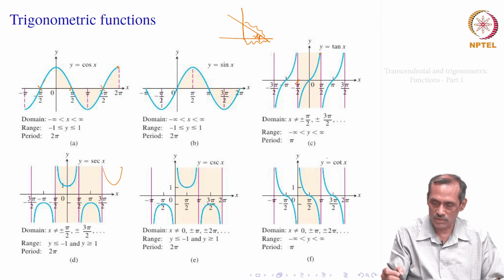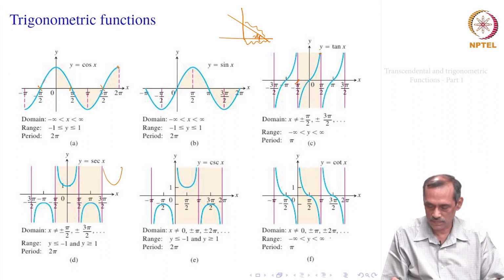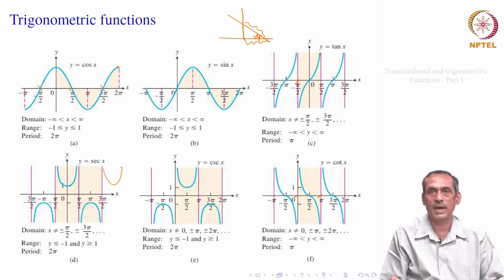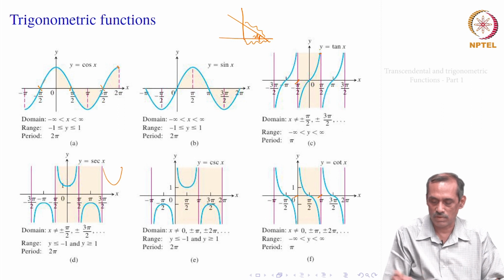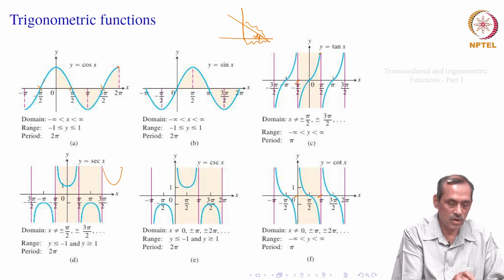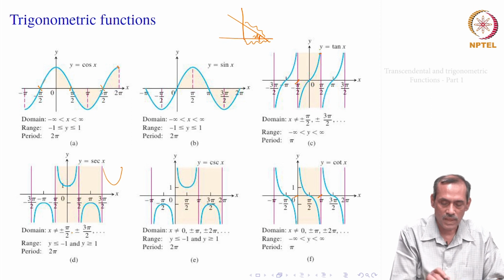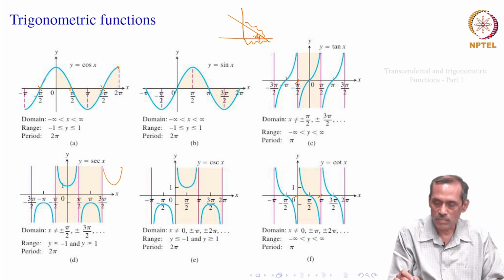Then y equal to cot x, which is 1 divided by tan x, will not be defined wherever sin x becomes 0. You can see what happens at 0, sin is 0, at pi also sin is 0. So, at 0 and pi they are not defined, similarly 2 pi, minus pi, and so on. That is how cot x looks like. This is 1 divided by tan x. Look at the domains. cos x has the domain as the whole of the real numbers, sin also has the whole of the real numbers, but for tan x, its domain is real numbers except plus minus pi by 2, plus minus 3 pi by 2, and so on.